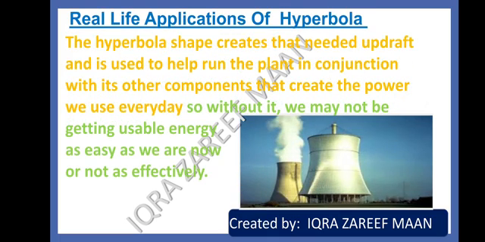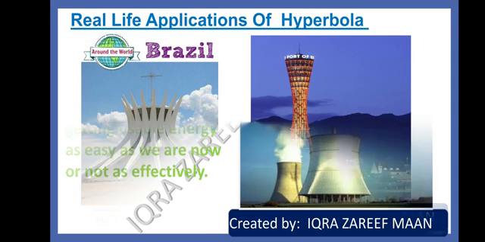The reason behind this is that the hyperbola shape creates the updraft that the plant needs, used in conjunction with the other components that create the power we use every day. Actually, we have to cool the water, which needs updraft, and these hyperbolic shapes help to cool the water. So without it, we may not be getting usable energy as easily as we are nowadays. This is a very important example.